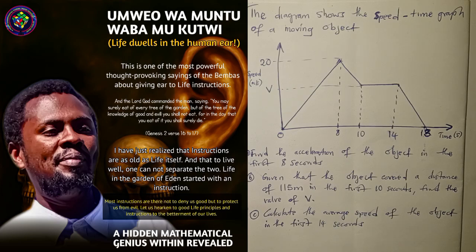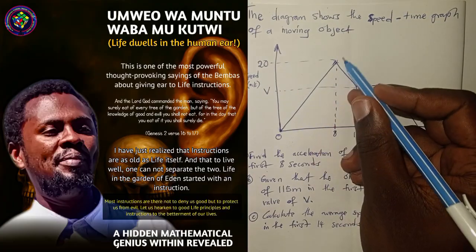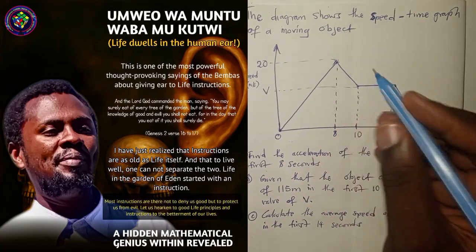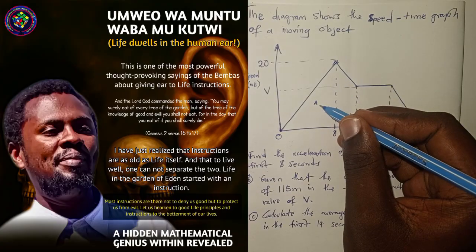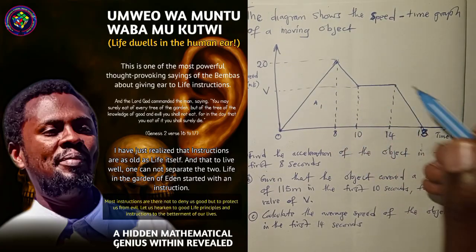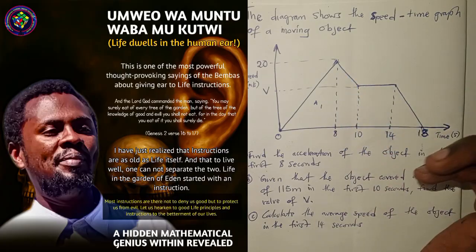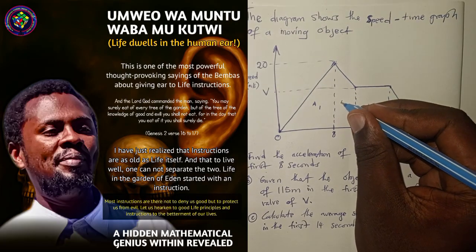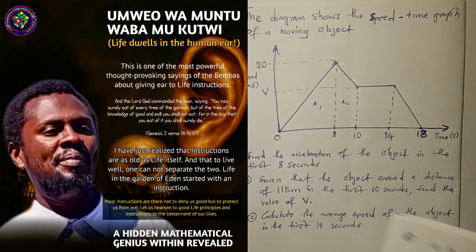Okay, so here we can get two shapes. We have this shape here, which is a triangle, so we can find the area of the triangle. We can call this one area 1. Then again, we can find the area of this shape. This one is a trapezium. We can call it area 2. Okay, so let's start with area 1.